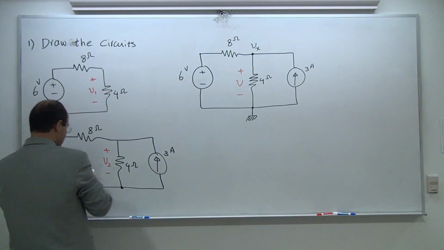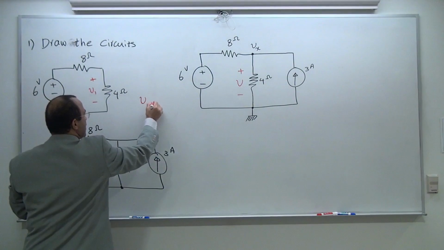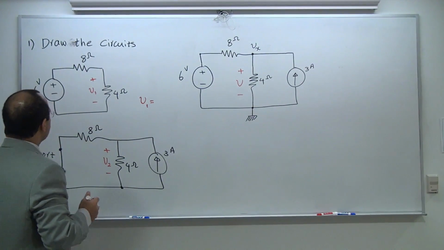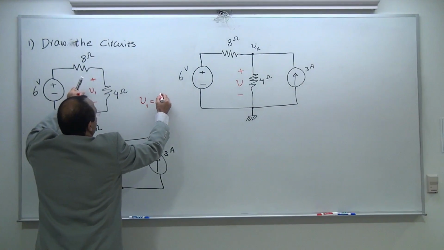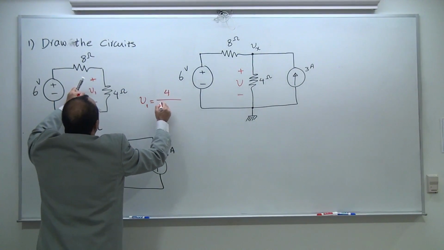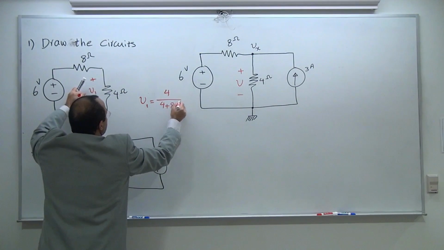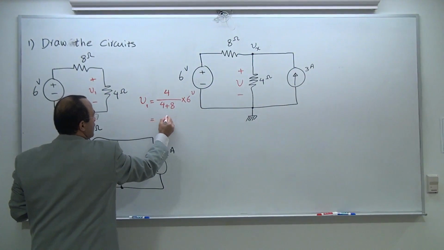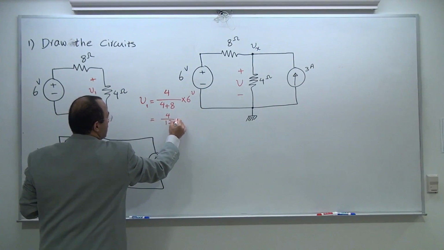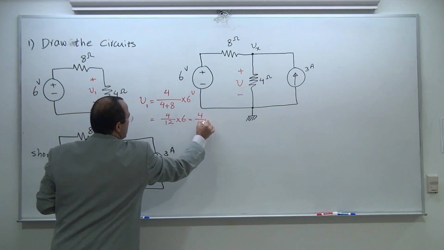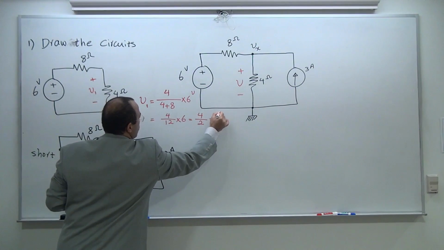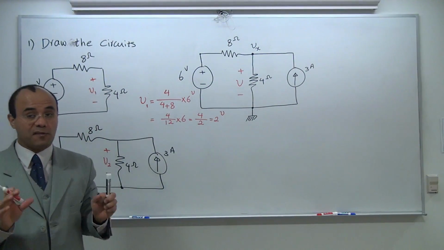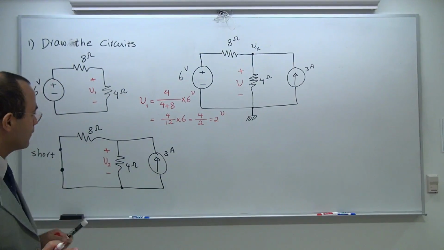ohm. So what is my V1? I can actually use the rule we talked about, and that is the voltage divider principle. So I'm going to have V1 is equal to 4 over 4 plus 8 times 6 volt. So this is going to be 4 divided by 12 times 6. It's going to be 4 divided by 2. It's going to be 2 volts. 2 volts is only the contribution of the 6 volts across the 4 ohm.